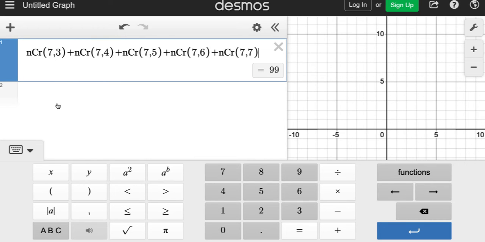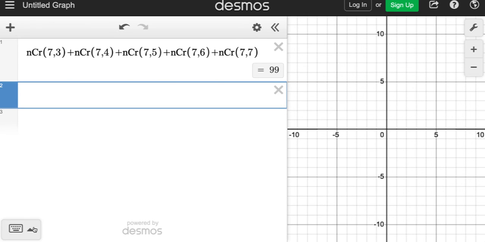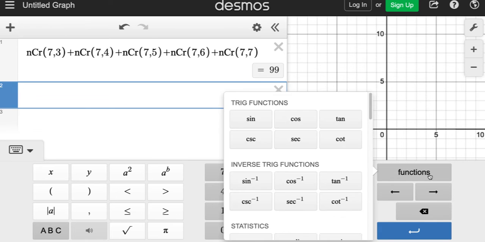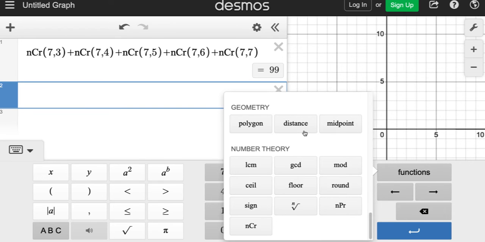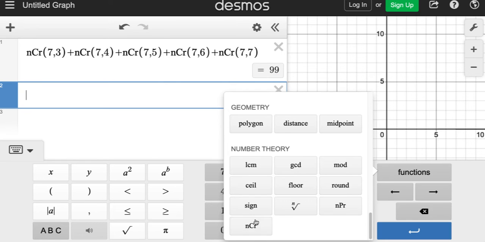So where we can go, I made this really big for no good reason. Please forgive me. I was having some trouble with the computer. If you go over to functions, you will see down at the bottom number theory. You'll see number theory down here, and you'll see N choose R, or the combinations.